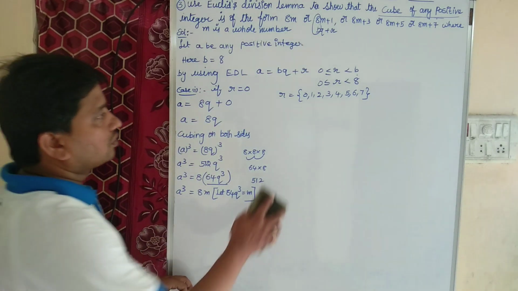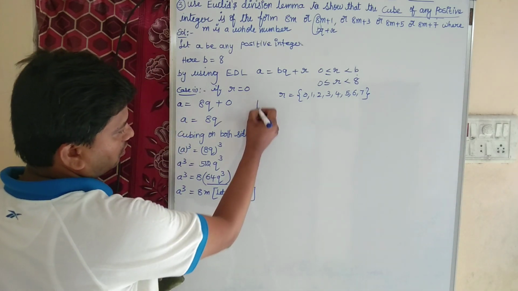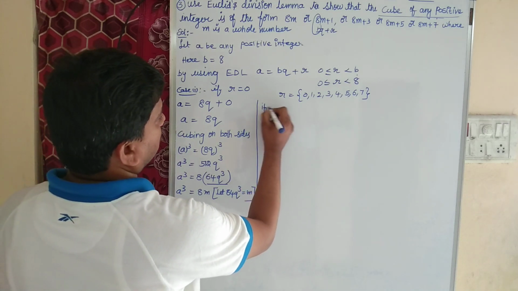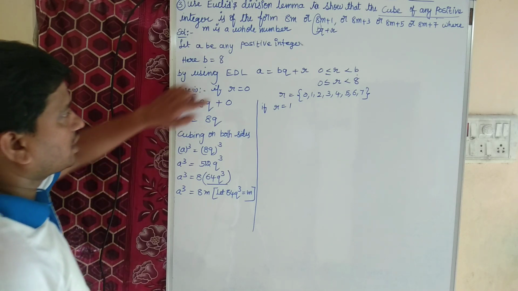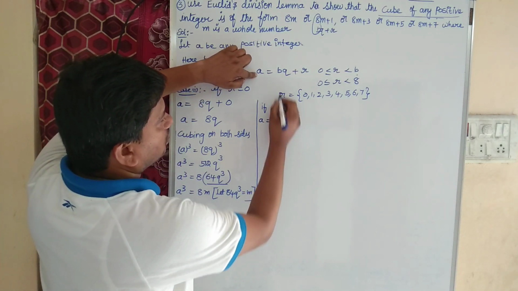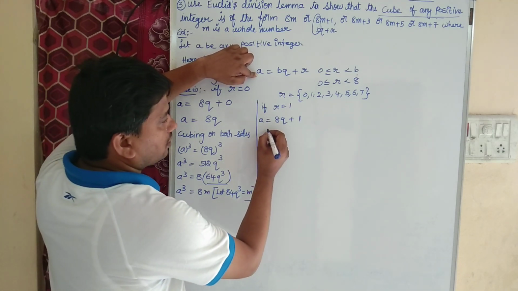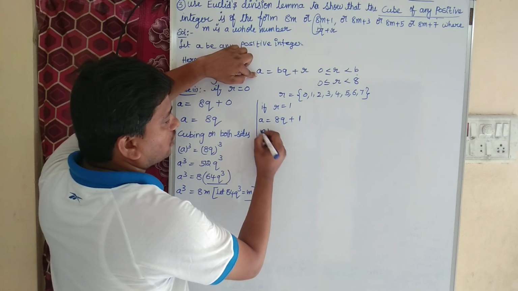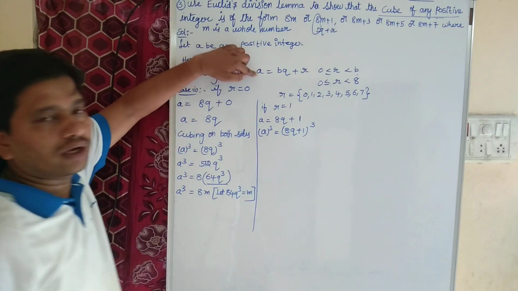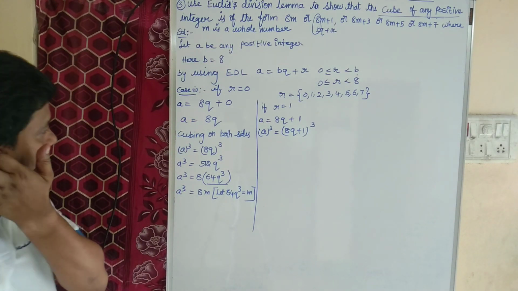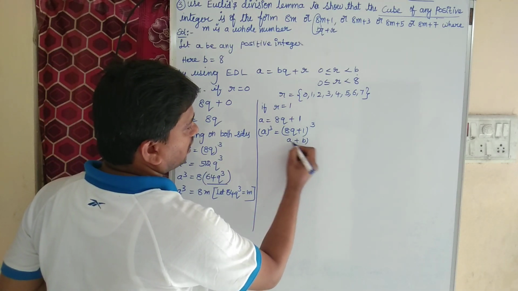Okay, children. Now coming to case 2. If r equal to 1. Case 2 is what? If r equal to 1. So what is Euclid division lemma? a equal to bq plus r, I mean 8q plus r value 1. Again cubing on both sides. So a cube equal to (8q plus 1) whole cube. (8q plus 1) whole cube, which is in the form of (a plus b) whole cube.